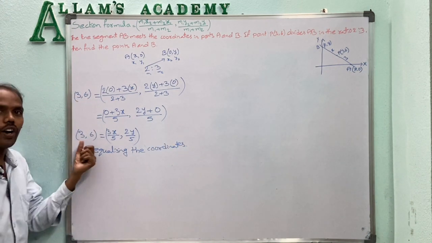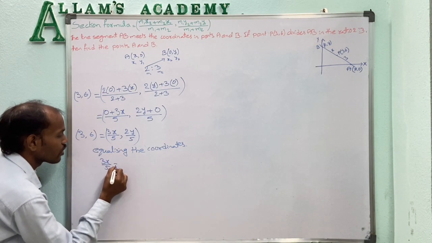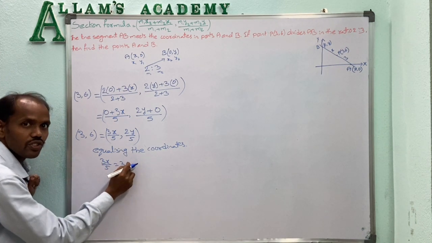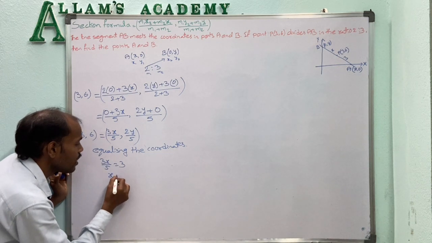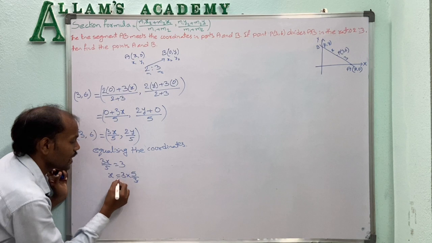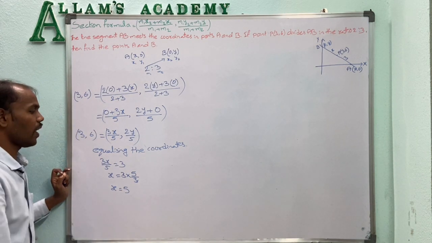Now if the x coordinates are equal, then 3x by 5 is equal to 3. Now this 3 by 5 transfers to the RHS. Its reciprocal we want to multiply. So x equals 3 into 5 by 3. 3 gets cancelled. So x equals 5. So the x coordinate is 5 we get.